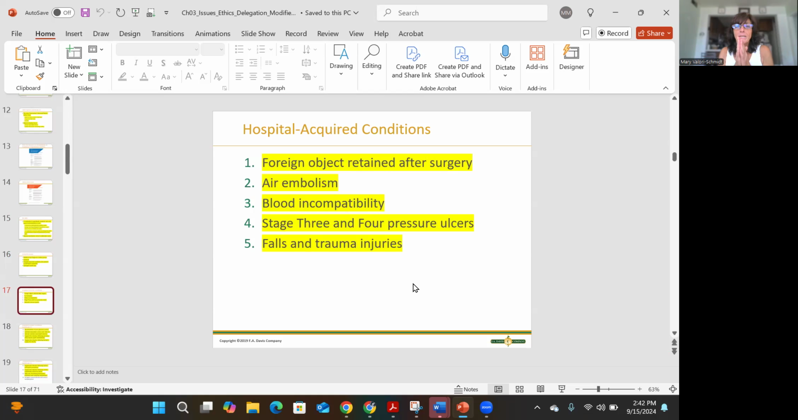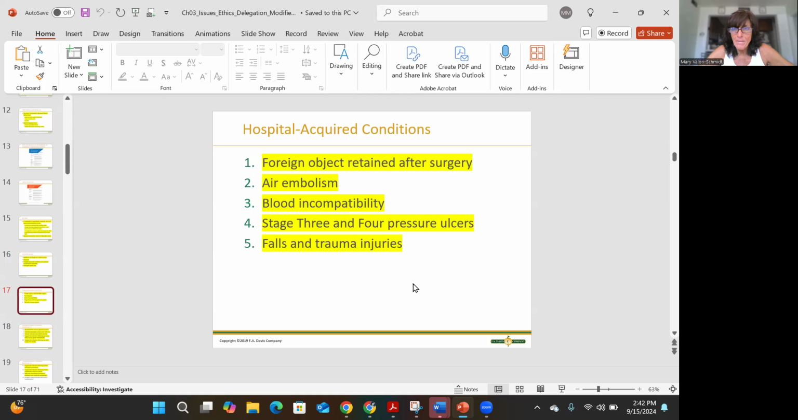Okay. Let's talk about hospital-acquired conditions. So the most likely things that happen to patients when they're in the hospital. Foreign object retained after surgery. Well, we can't do anything about that as nurses. That's on the surgeons. But it's also on the circulating nurse to kind of be there, and the scrub nurse to be watching, and say, hey, we had 6 sponges. We only have 5. Where's the other sponge?